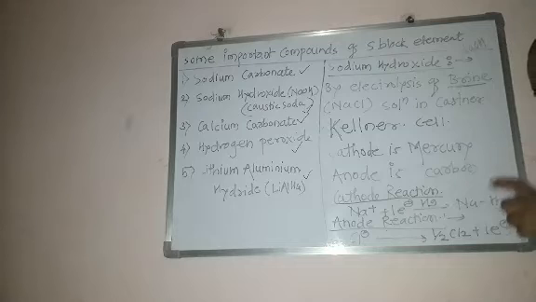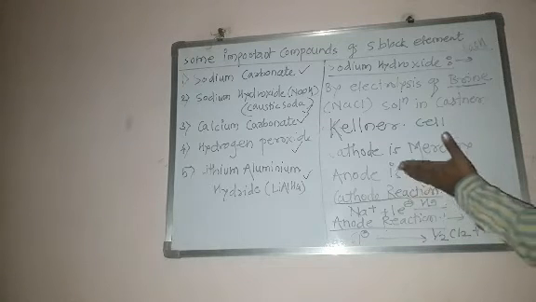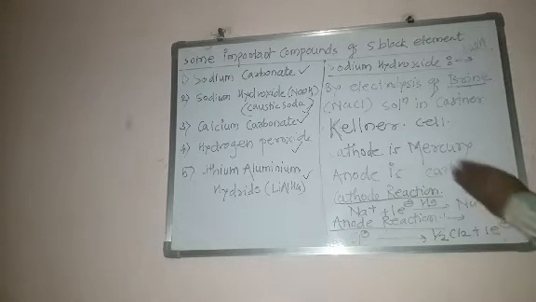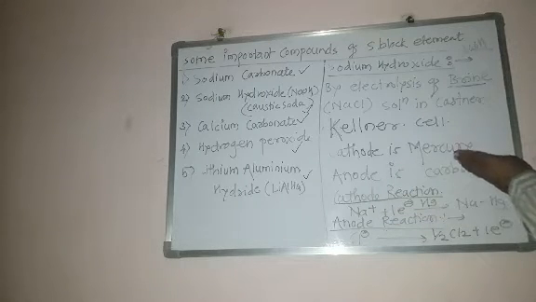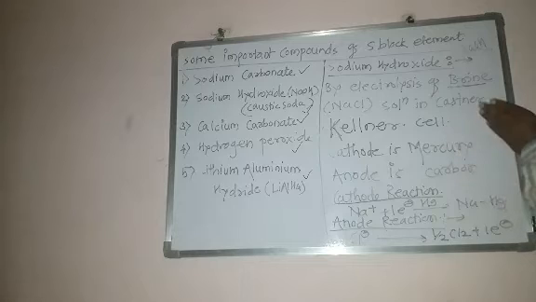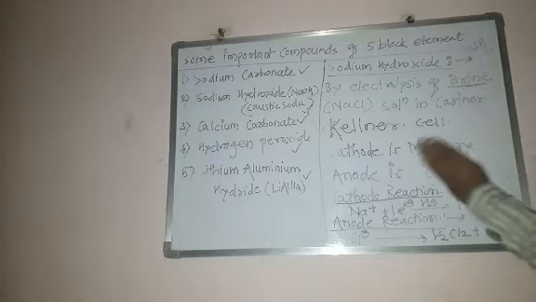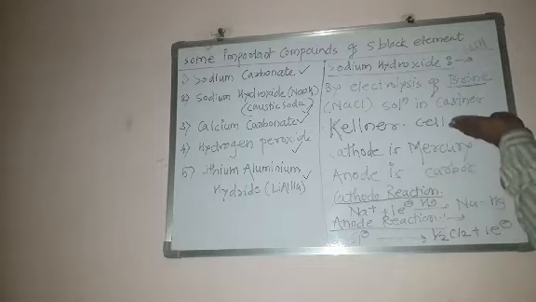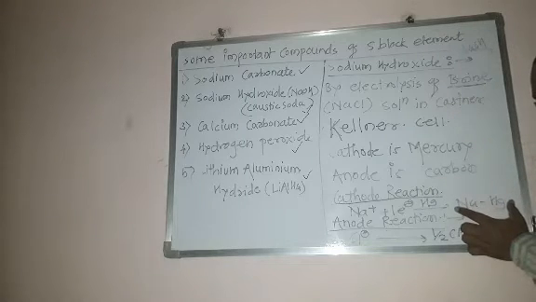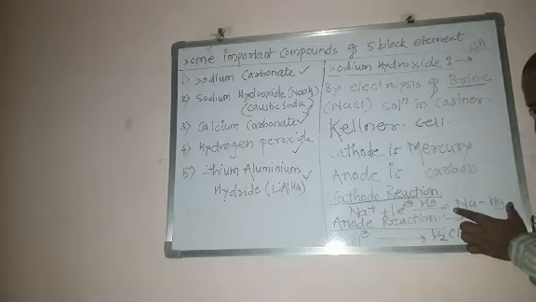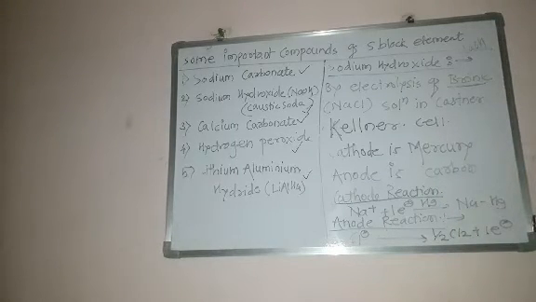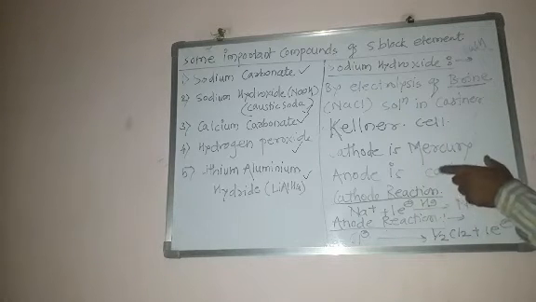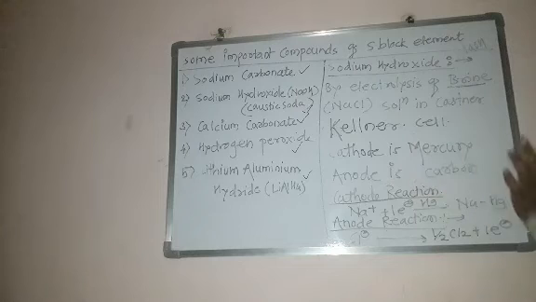On the cathode in this electrolysis process, there is a formation of sodium amalgam. The cathode is made up of mercury, and the sodium deposited on the cathode combines with mercury to form sodium amalgam. On the anode, on the other hand, there is also a reaction.